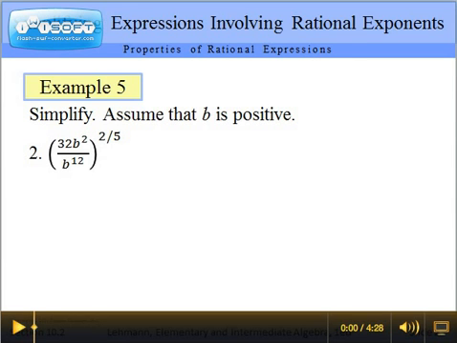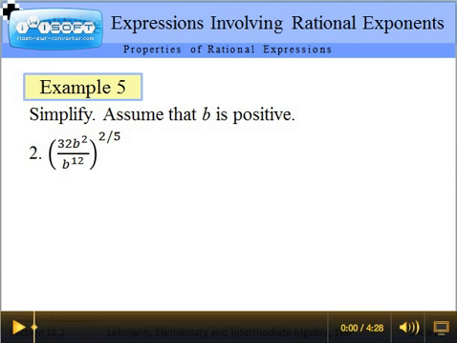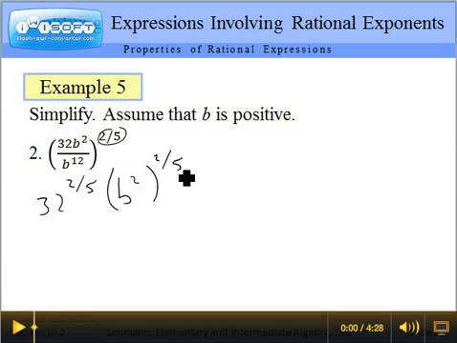Next I want to simplify 32b to the 2 all over b to the 12, all of that raised to the 2 over 5. So I'll distribute this 2 over 5 through to all the factors. So I have 32 to the 2 over 5, b squared raised to the 2 over 5, all over b to the 12, that raised to the 2 over 5.